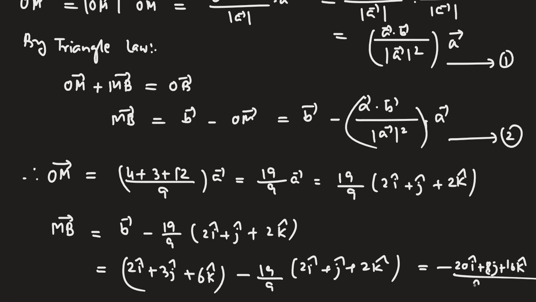So when we are going to find the vector component of any vector along another vector, or perpendicular to the other vector, the simple formula is: a dot b by mod a square multiplied with a vector, and b minus a dot b by mod a square multiplied with a vector. Okay, these are very simple questions, but they may come in the exams. Now coming to the next one.